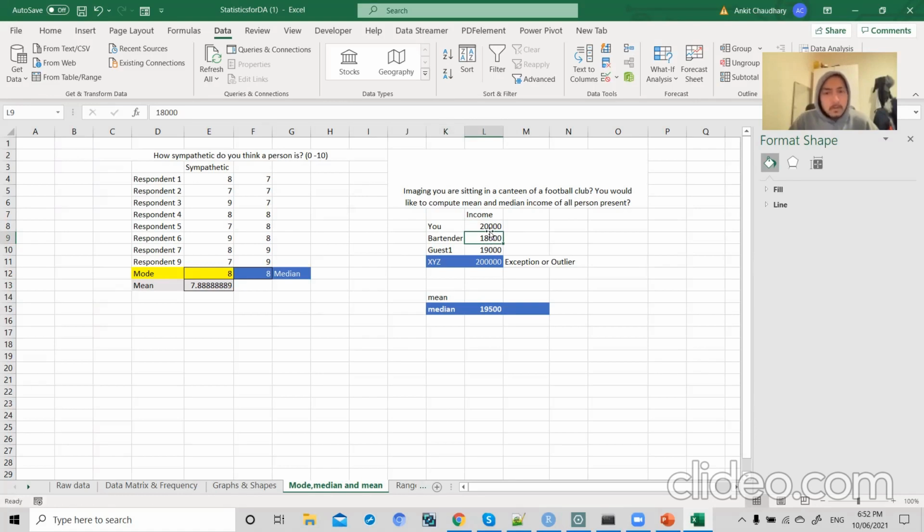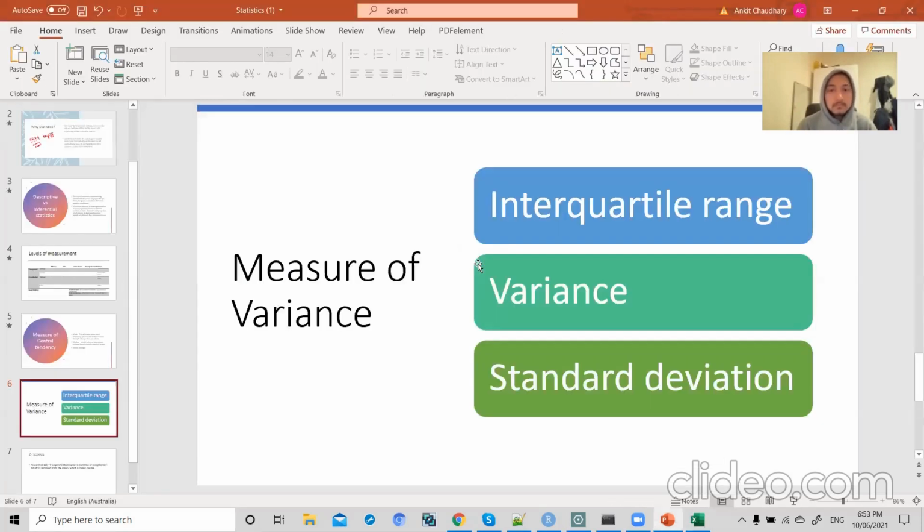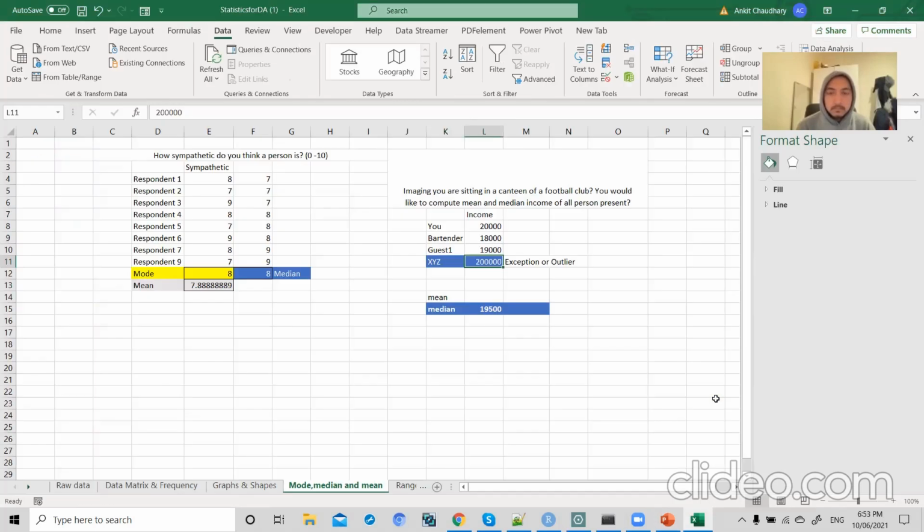Okay. So once we know mean, mode and median, the other topic that would be of our interest is to know the variance. If we check the variance of these exceptional people versus all other values, we can simply say there is a high variance in the data. So to measure variance, we have three ways. We can measure the variance either through interquartile range, or through variance, or through standard deviation.